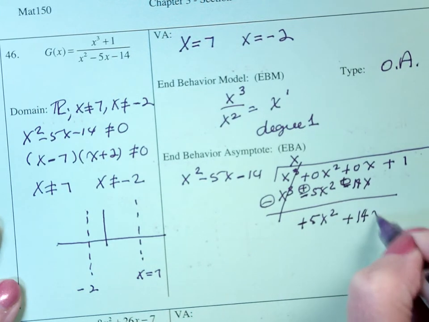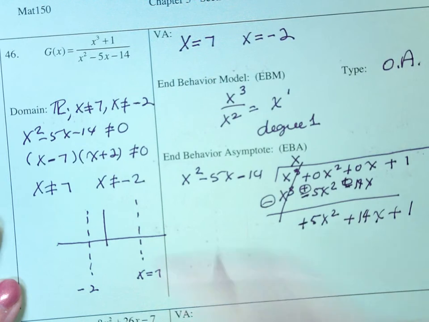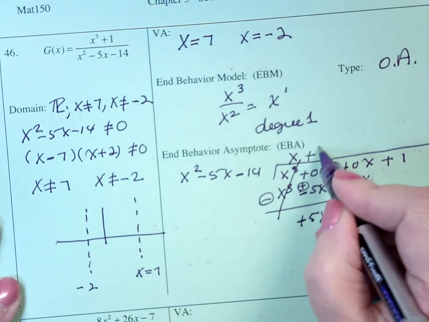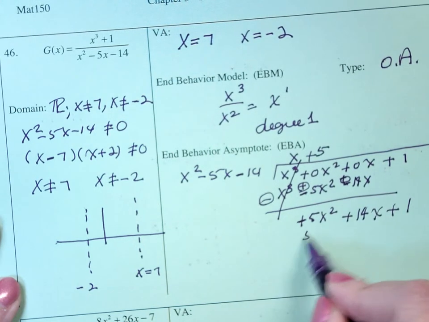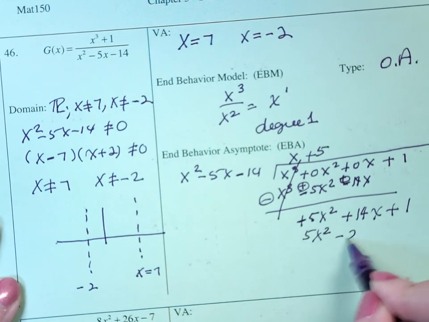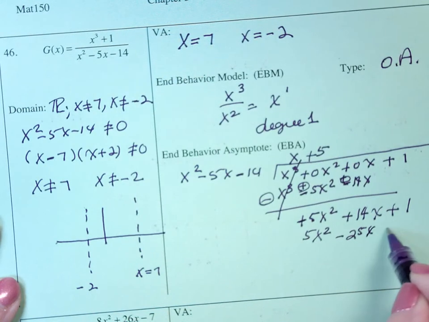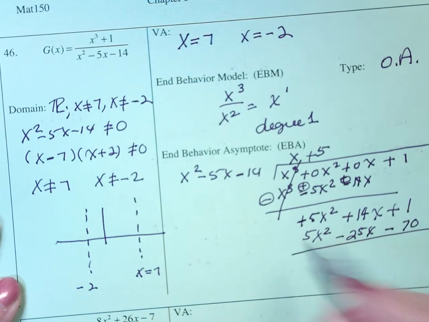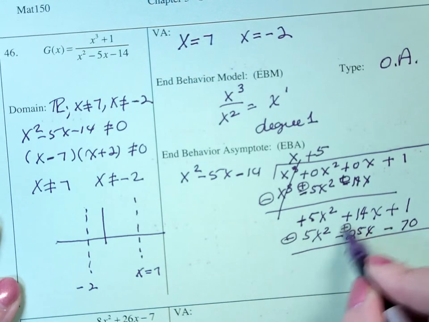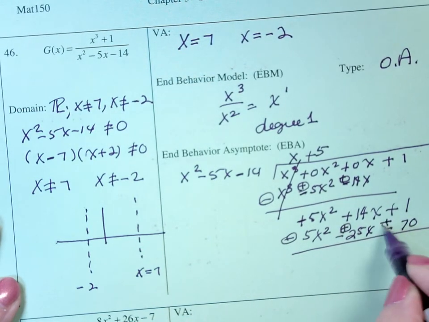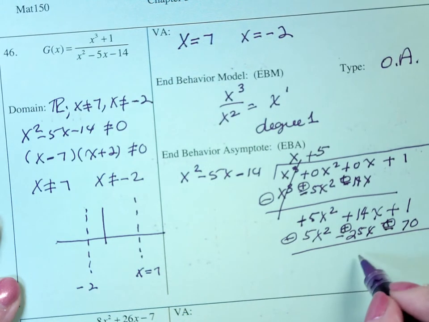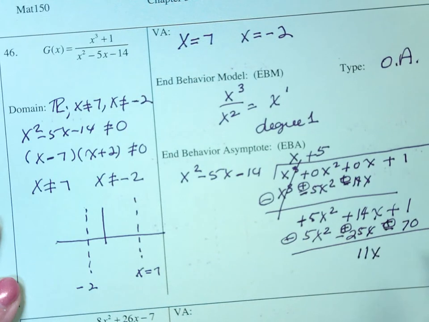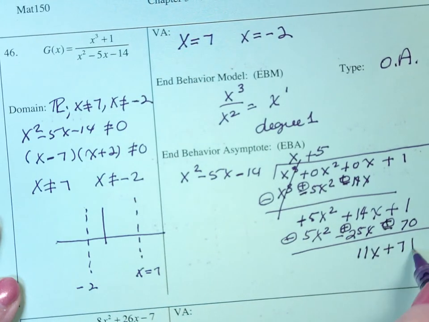plus 14x plus 1. What do I multiply x by to get 5x squared? You'd say plus 5. So I'd have 5x squared minus 25x minus 70. Subtract, that changes the sign. And I come down with 11x plus 71.